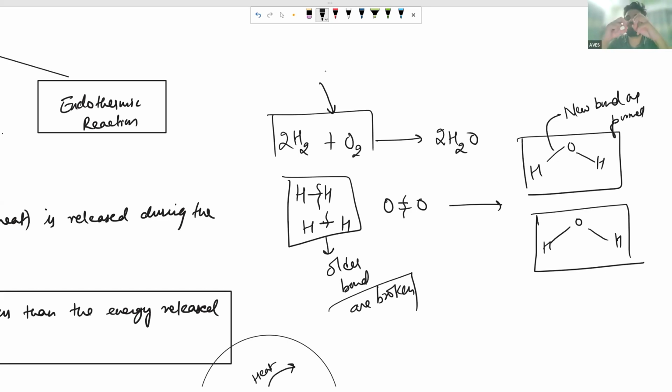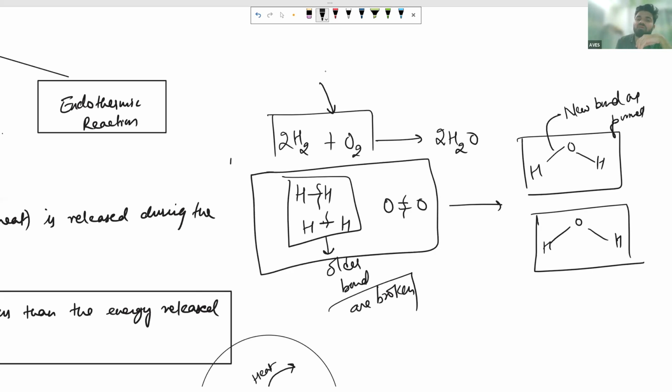When you need to break the bonds, you need to give energy, and when new bonds are formed, it releases energy. But if the amount of energy you give initially to break the bond is, say, 1000 joule, but here you are getting 1 lakh joule, then you will say this type of reaction is known as exothermic reaction, because a less amount of energy is given to break the previous bonds and when the new bonds are formed, a large amount of energy is released.